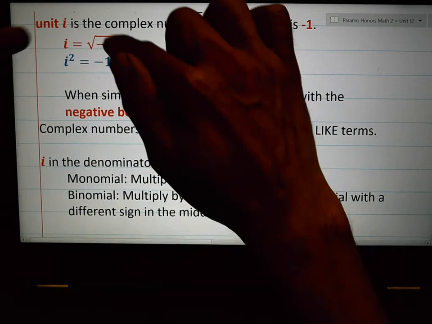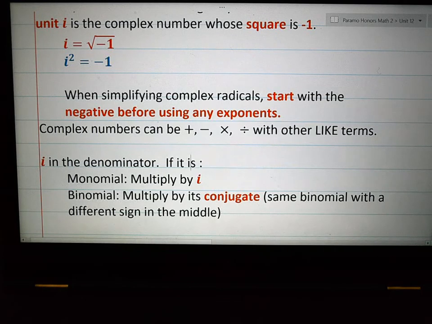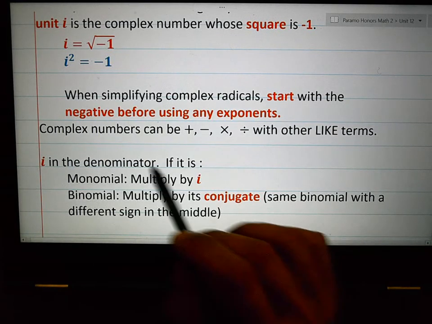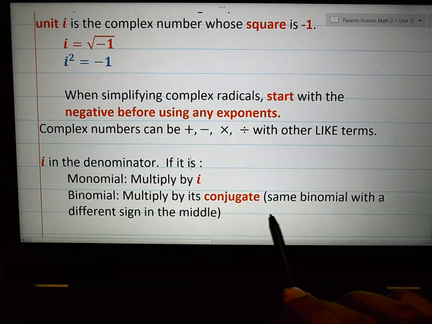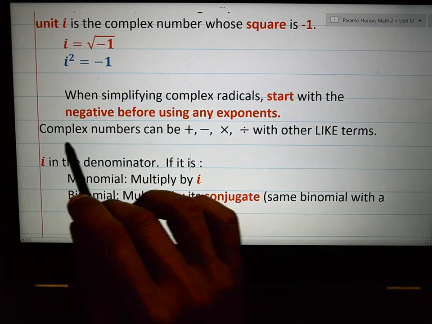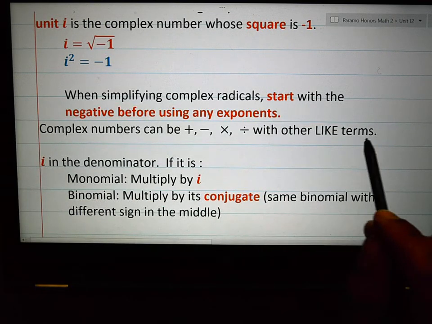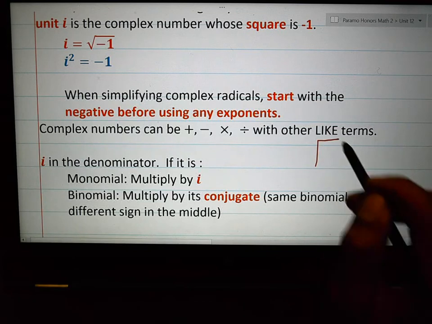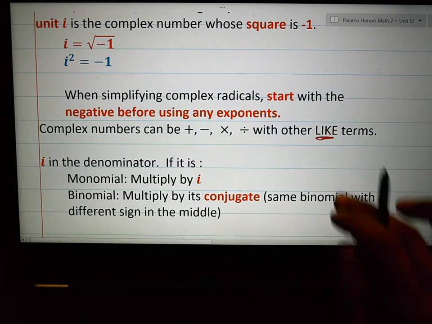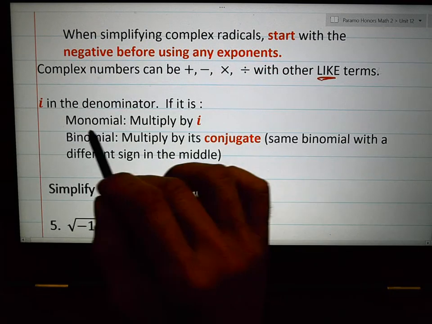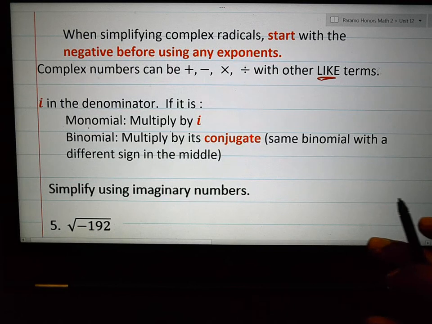We're going to be dealing with problems that involve these two facts, and we'll make it more difficult when we get to section 5. When you're simplifying, please take care of the negative first before using any exponents, and don't forget complex numbers like i can be added, subtracted, multiplied, divided with other like terms, but they have to be like terms. If there's an i in the denominator, what to do depends on if it's a monomial or a binomial. We're going to talk about what to do in our fourth example.